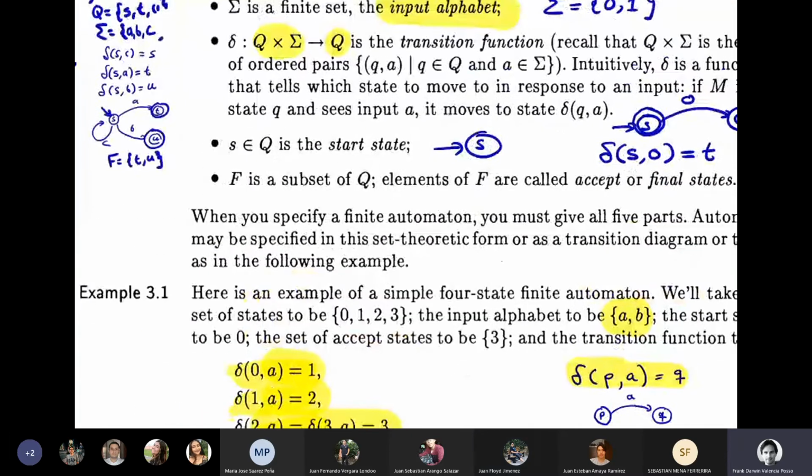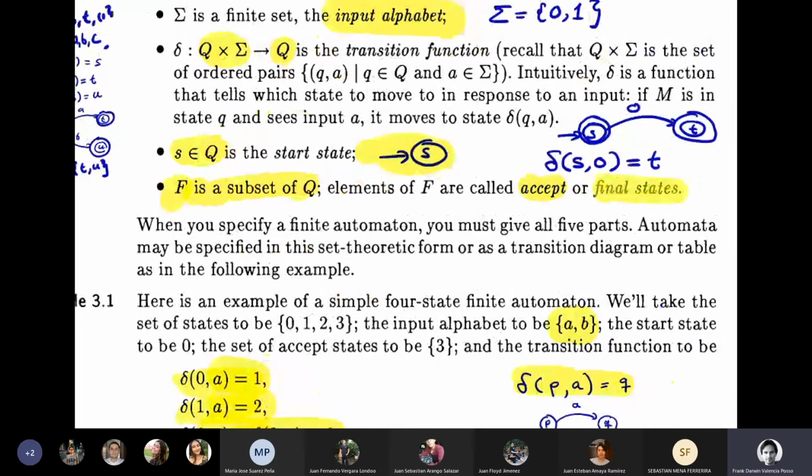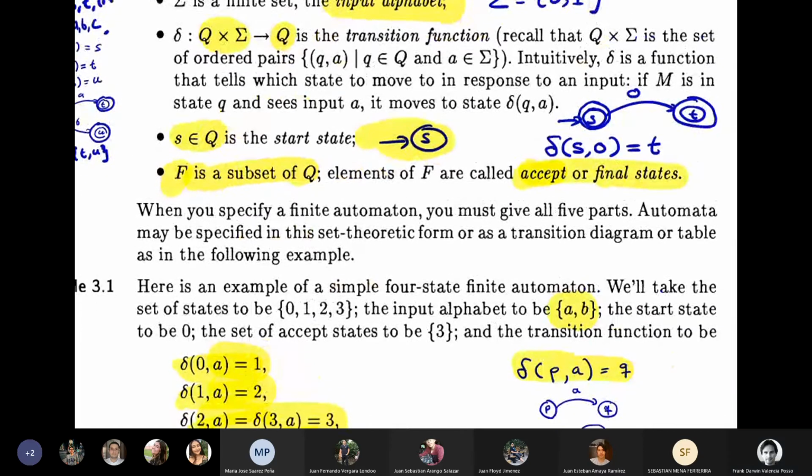So then we'll have some special state. Remember the start state or initial state. And you draw that like this. And you have F, which is a subset of Q. And those are called the accepting or final states.